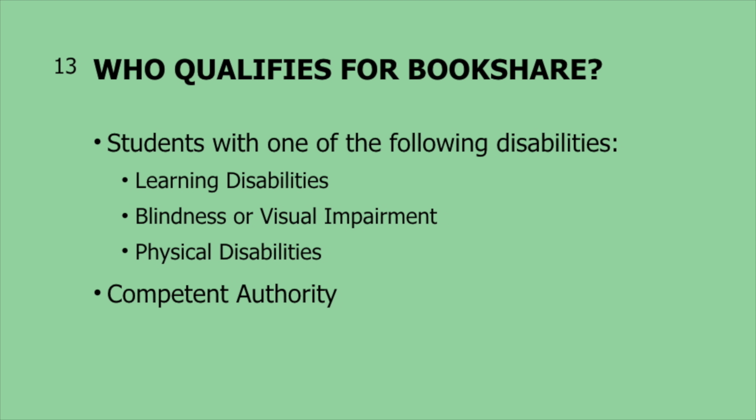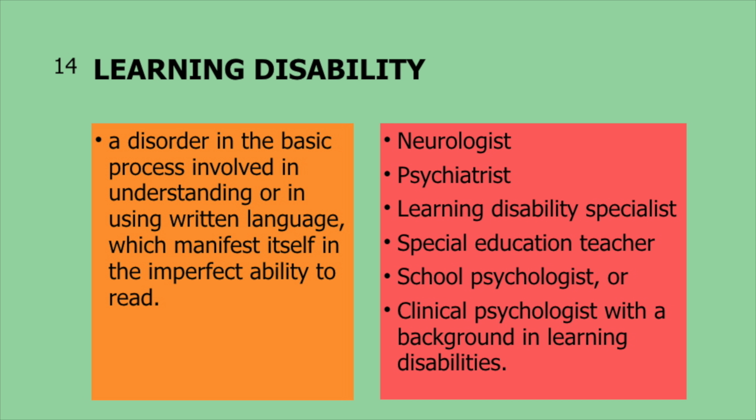Bookshare requires a competent expert or authority to sign and confirm that the individual has one of the qualifying conditions. If a student is already a member of the National Library Service, that membership can be used as proof of disability. In our state, this is the Talking Book Library. Let's take a minute to look more closely at the eligibility criteria and a description of who can be the expert or competent authority.